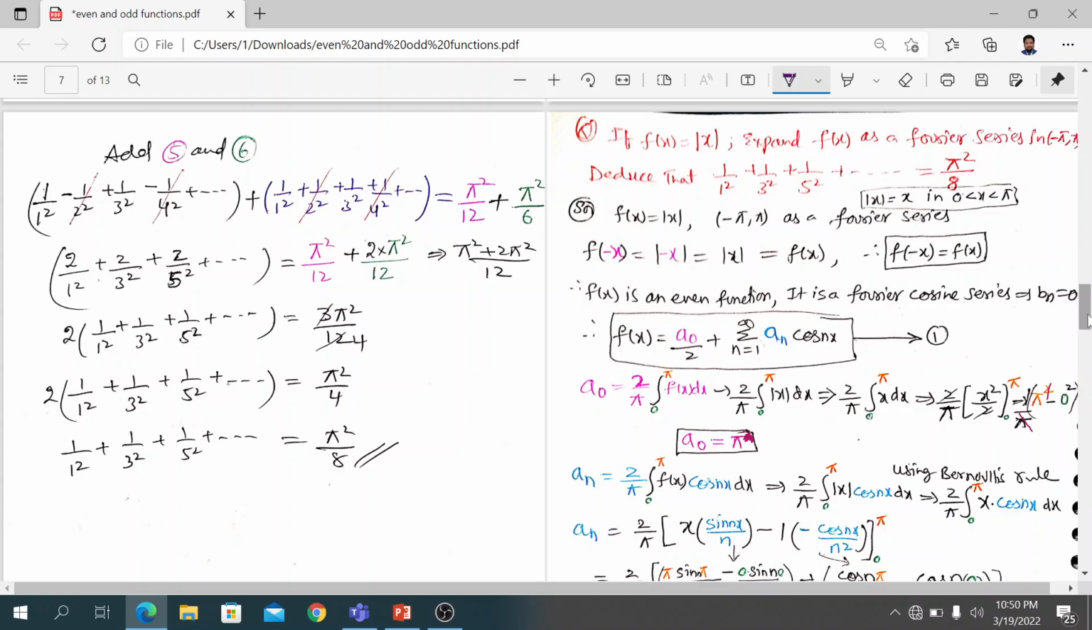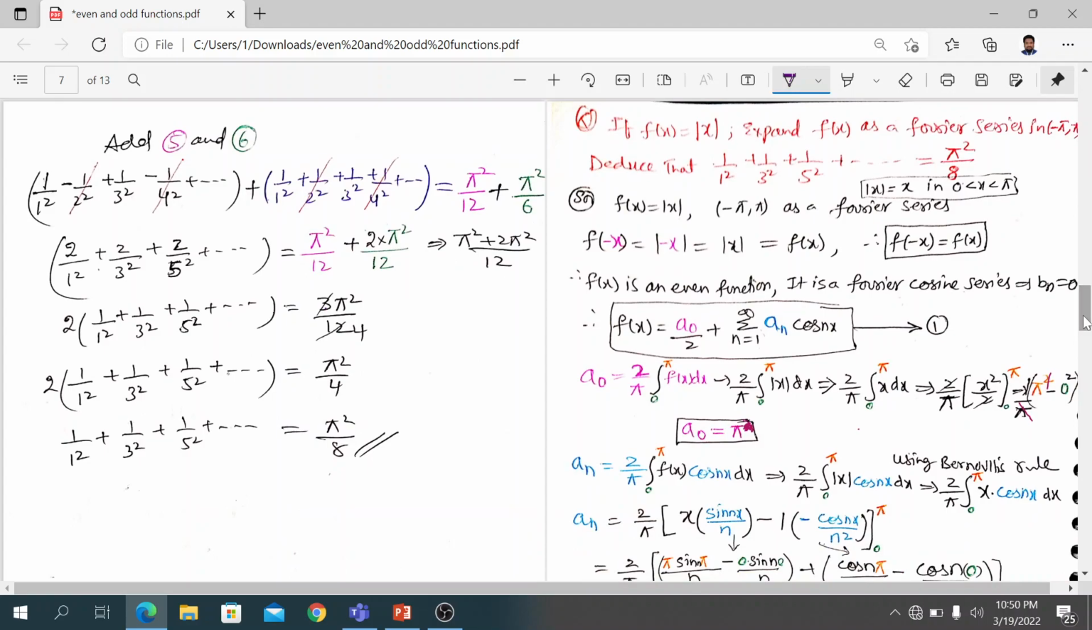Okay, now next question. F of x is equal to mod x. This is also a very important question. Expand f of x as a Fourier series in minus pi to pi. Deduce that 1 by 1 square plus 1 by 3 square plus 1 by 5 square, odd numbers, is equal to pi square by 8.